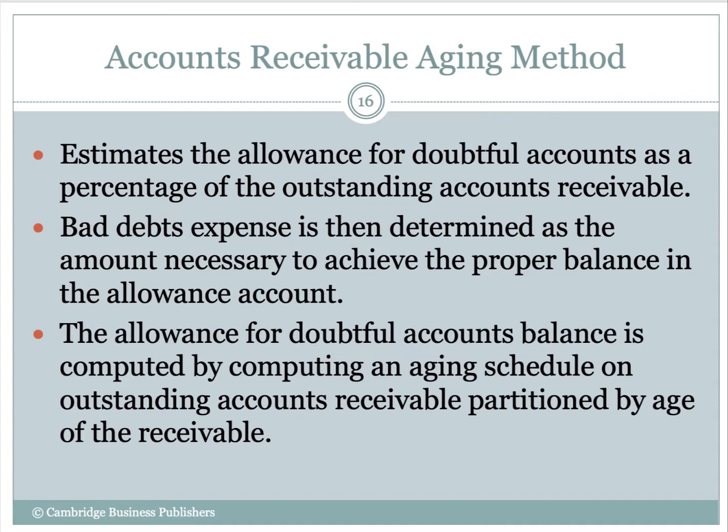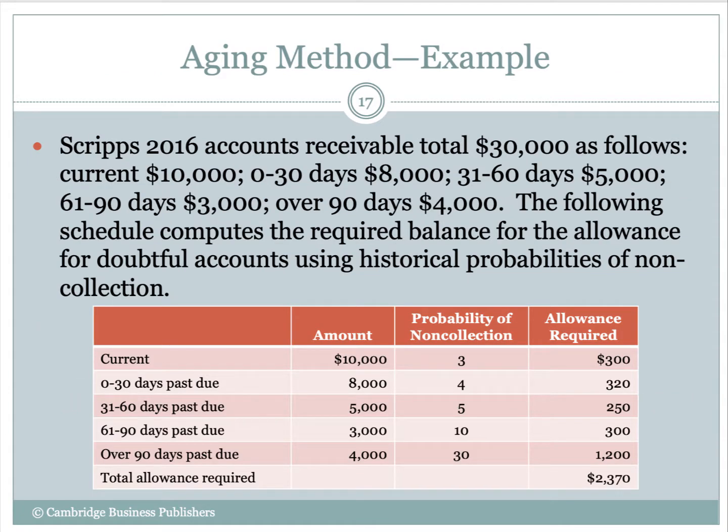okay? So we'll see an example of this, but the allowance for doubtful accounts balance is computed by using that aging schedule on the outstanding receivables that's partitioned by the age of the receivables. What does that mean? Well, here we go. So let's assume for a moment that we look at all our receivables, okay?